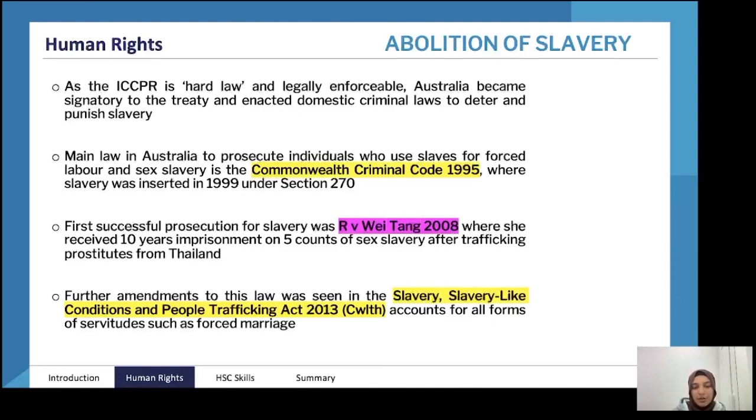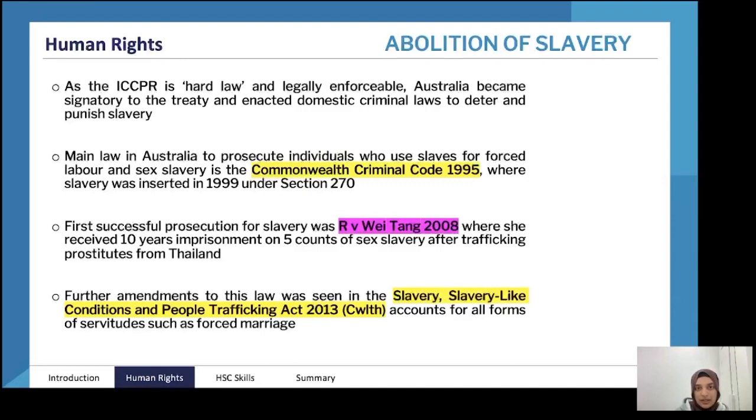So the first successful prosecution for slavery, and I'm sure many of you have heard of this case because it's the most commonly used case for this section of the syllabus, was the R v Wei Tang case of 2008, where she received 10 years of imprisonment on 5 counts of sex slavery after trafficking from Thailand. Right, so essentially it's one of those cases of recent day or modern day slavery, where a lot of people have this misconception actually that slavery doesn't exist.